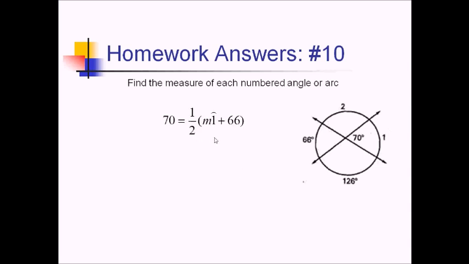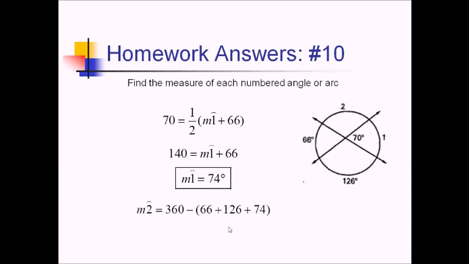Let's multiply by 2 to get this parentheses gone here. So that's going to be 140 equals arc 1 plus 66. Subtracting the 66, that's going to be 74 degrees for arc 1. Now you could get the 110 degrees here and set up something similar to find arc 2. But we've already got 3 out of the 4 arcs that make up this whole circle. So why don't we just add together 66, 74, and 126 and subtract that from 360.